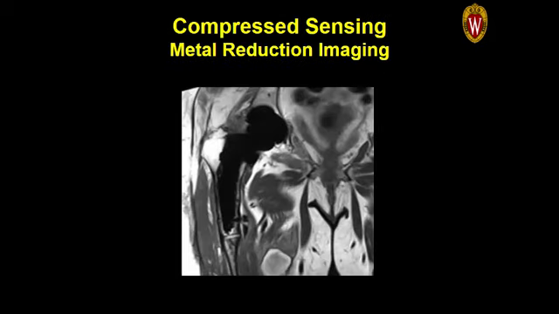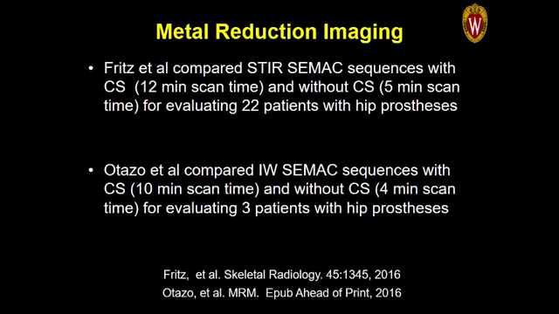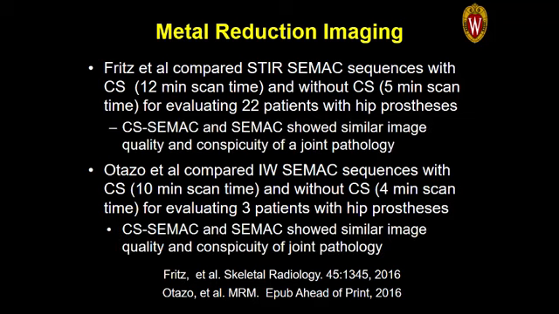Now, compressed sensing acceleration has also been used for metal reduction imaging. In two nice papers, one by Fritz and associates and another by Tazo and associates, compared a STIR MAVRIC and an intermediate weighted MAVRIC sequence respectively, with and without compressed sensing, for evaluating patients with hip prostheses. And both studies showed that the compressed sensing MAVRIC sequences showed similar image quality and conspicuity of joint pathology.